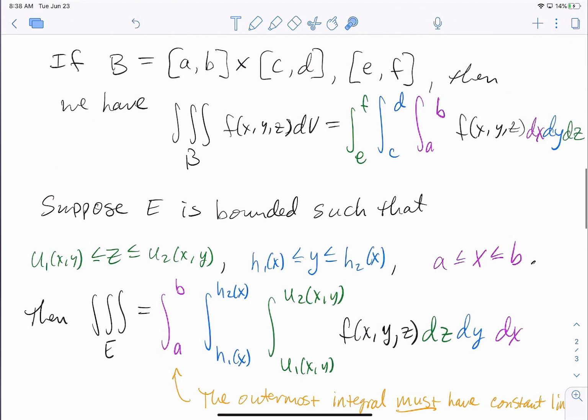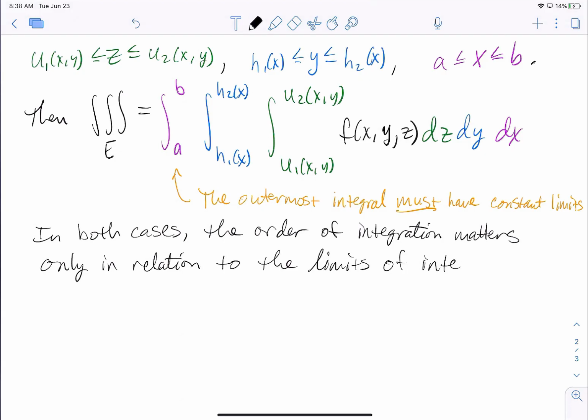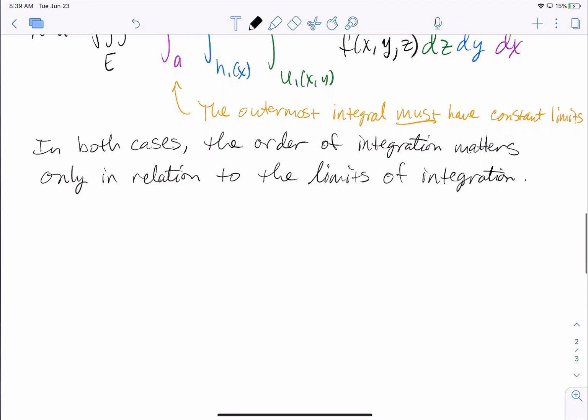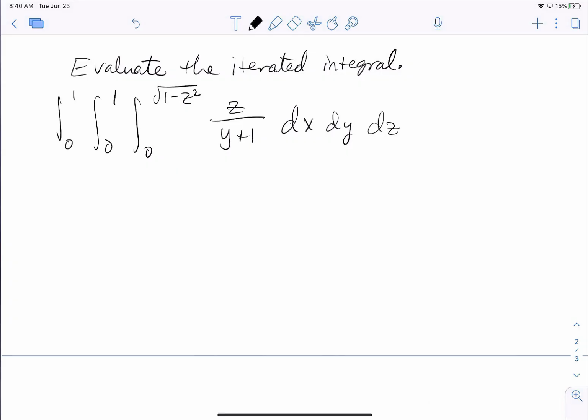In both cases, whether we're talking about the triple integral over B or the triple integral over E, the order of integration matters only in relation to the limits of integration. The integrals are computed pretty much in the way you would expect. We are going to evaluate the iterated integral from 0 to 1 of the integral from 0 to 1 of the integral from 0 to the square root of 1 minus z squared. Our integrand is z divided by y plus 1. The order of integration is dx, dy, dz.